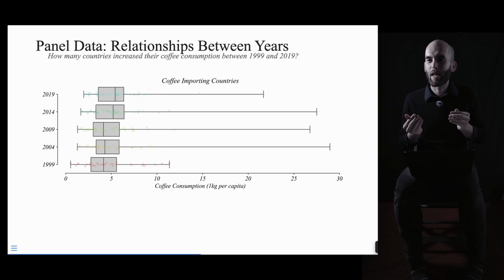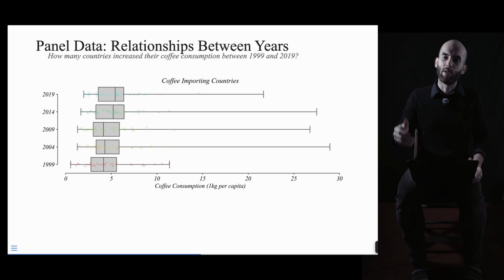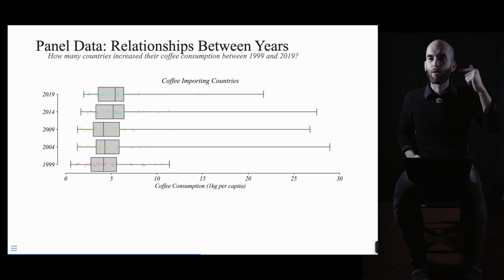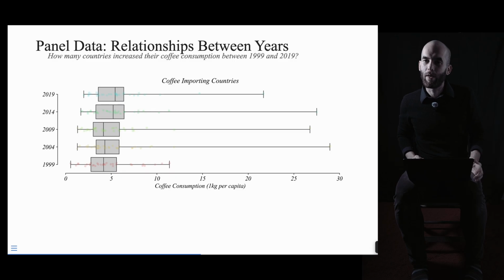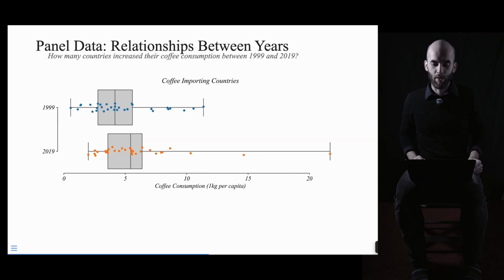So just because the box plot is shifting up, that doesn't tell us that most countries are increasing, even though our intuition would suggest that it would show that. So the answer to this question is just not visible in our figure.